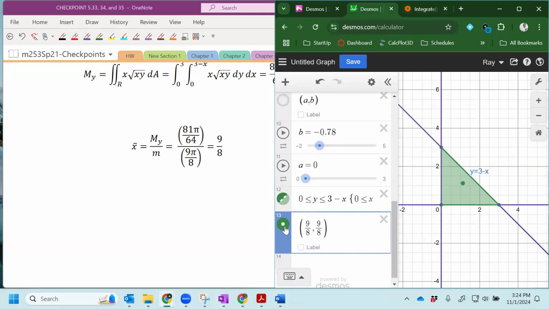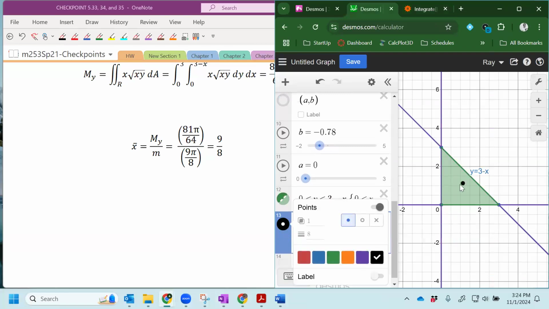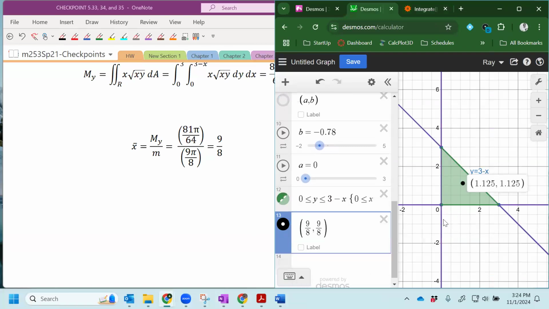This point over here would be the point where, if you had this plate, you would be able to balance this plate at this point, given certain densities. So maybe it's heavier on the edges out here and lighter on this end. That's why this is pushed over closer to the y equals 3 minus x edge. And that's why it's over there, but it's symmetric about the line y equals x, so it looks like it's right on that diagonal.